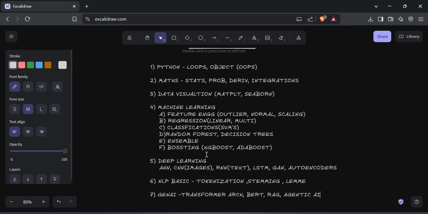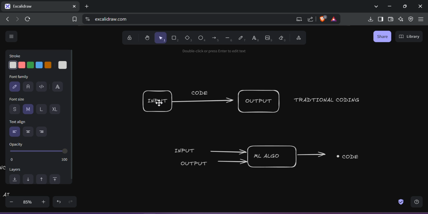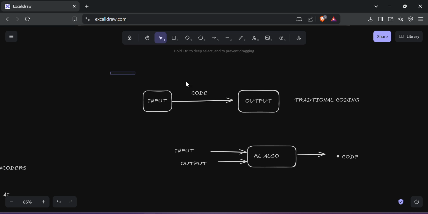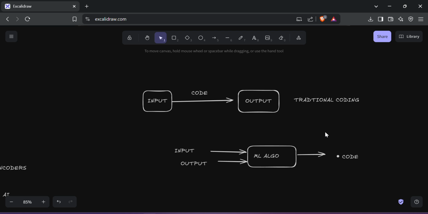Let me explain what ML is, just the basics. If you know traditional coding, in traditional coding, we give an input and code, and the output is displayed by passing the input to the code. This is the traditional coding. When it comes to ML, we give input and output to the ML model. So this ML model will act as the code for future data.